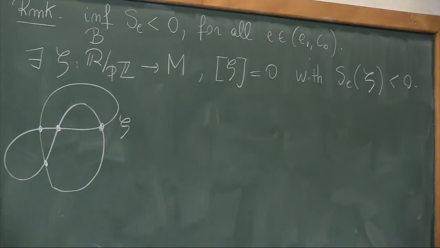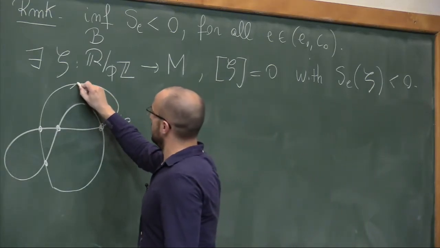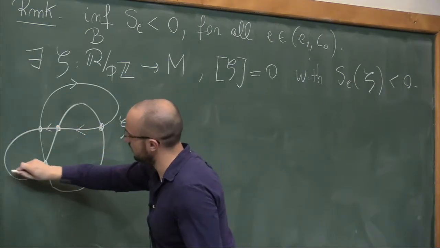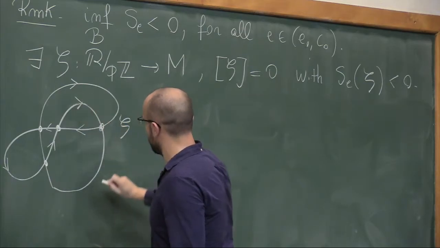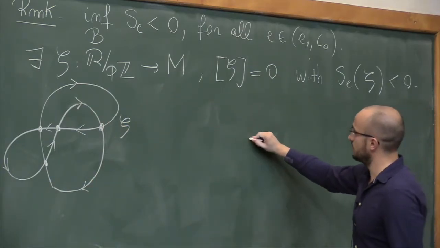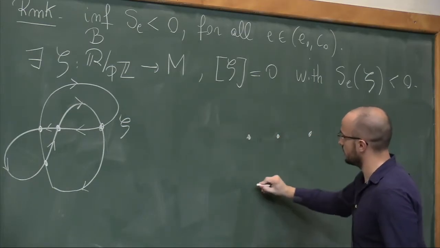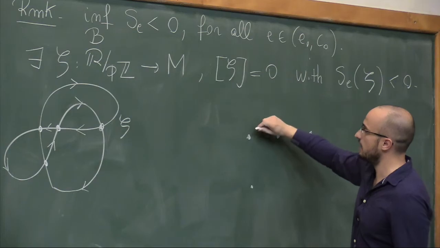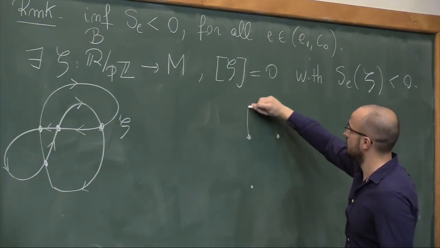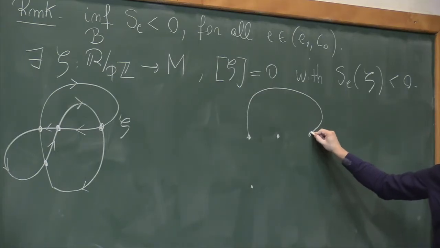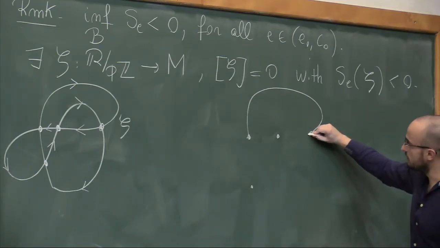How do we do it? We use the intersection points to cut our curve zeta into pieces, and we rearrange them to obtain a null-homologous multi-curve with the same action as zeta, and with certain properties. As I said, we use the intersection points. Let me draw arrows so that we have an orientation here. These are the intersection points. Let's start from this intersection point and follow the curve zeta. At a certain point, we will arrive at another intersection point.